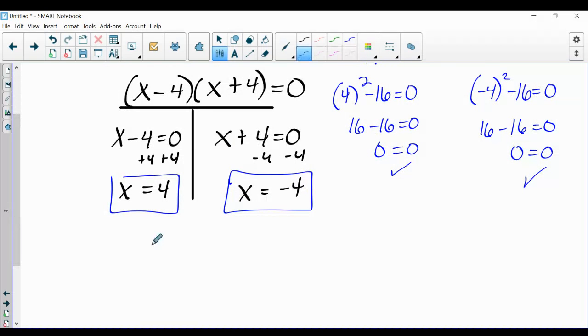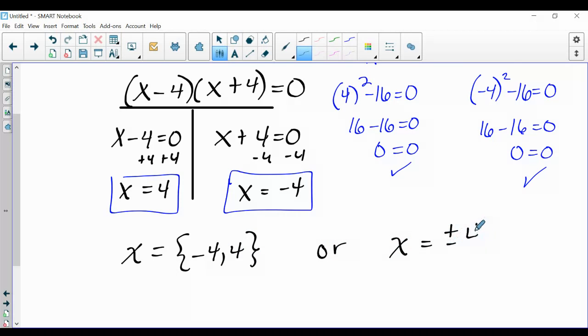You can represent your answers like this, or in what we call a solution set. Or if you'd like to express your answer as plus minus 4, this indicates that you have a positive 4 and a negative 4 as your final answer.